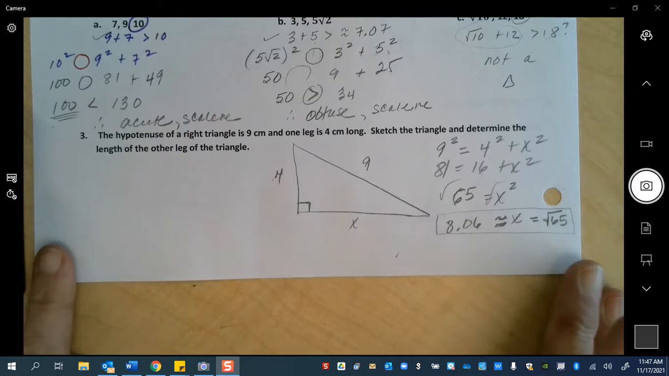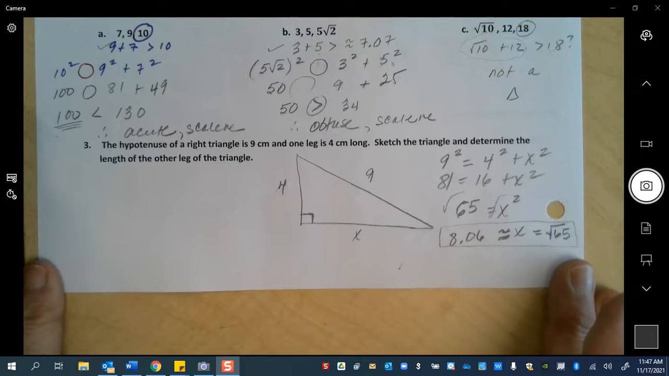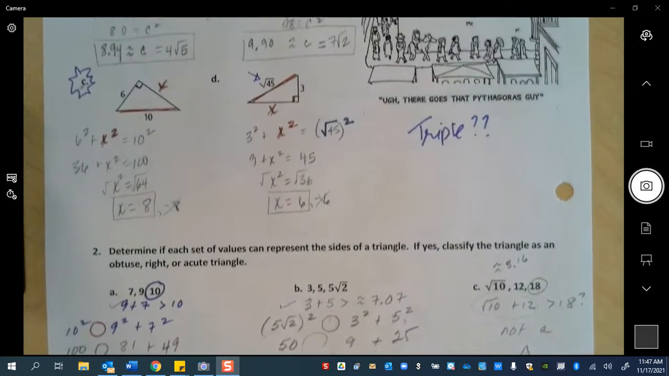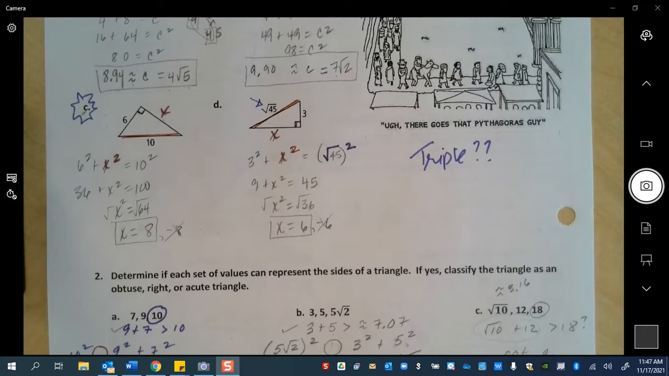How are we doing on that? With your group mates, please go through and talk about problems 1, 2, and 3 and say which one you think is the hardest. On your mark, get set, go.